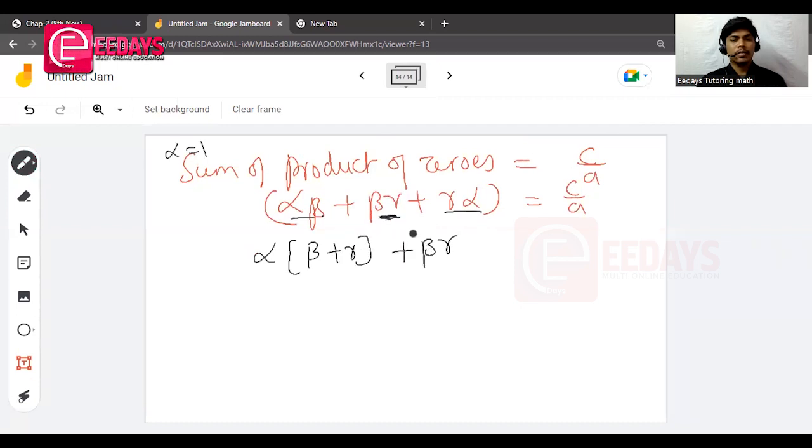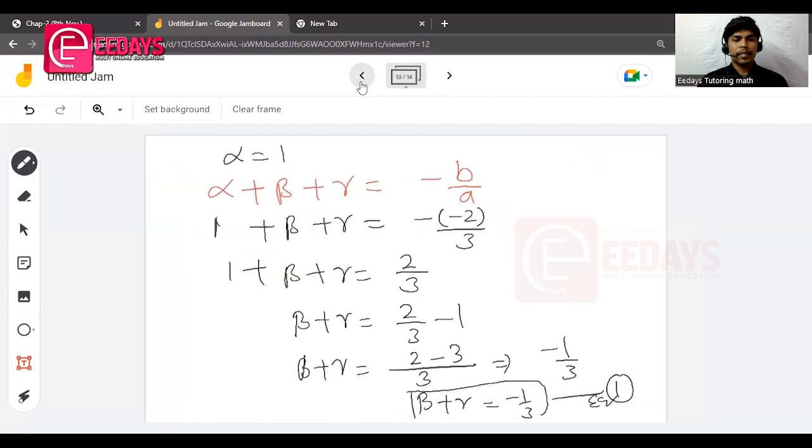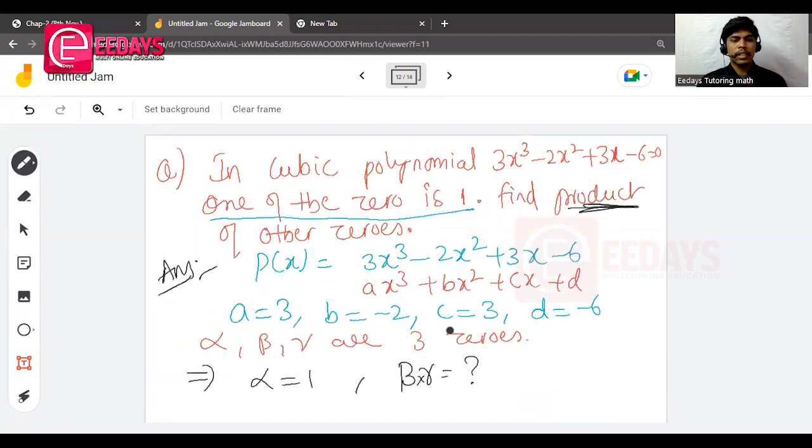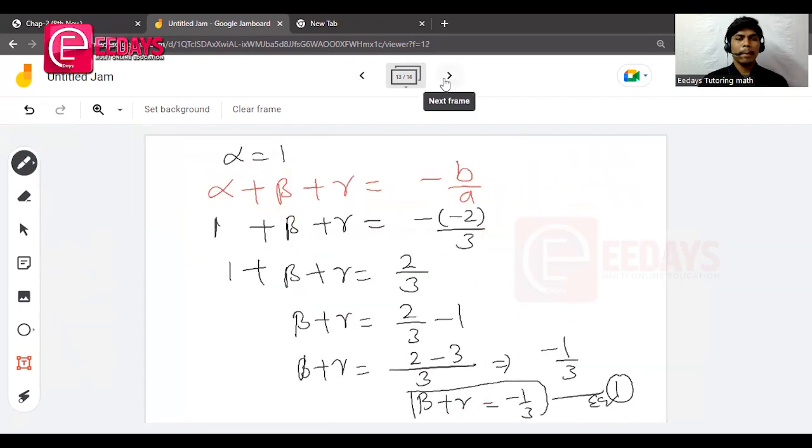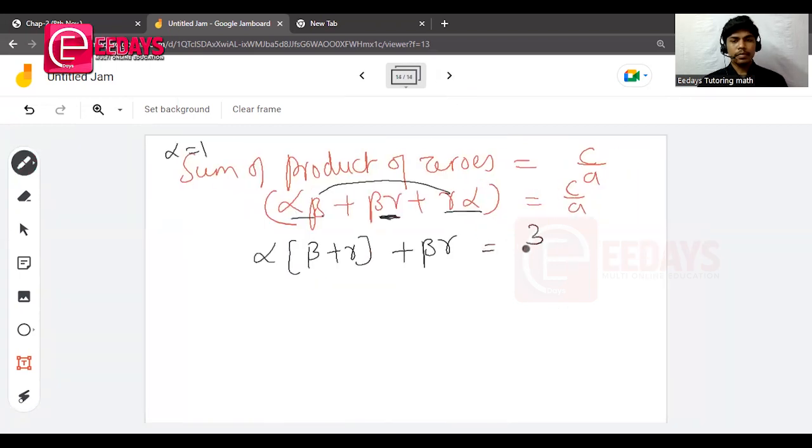I just write it here. In these two, I'm taking alpha common. That's why I'm taking it like this. C by A. What is the C value? C value here is 3 and A is 3. So 3 by 3. Okay. Alpha is already 1, given in the question.